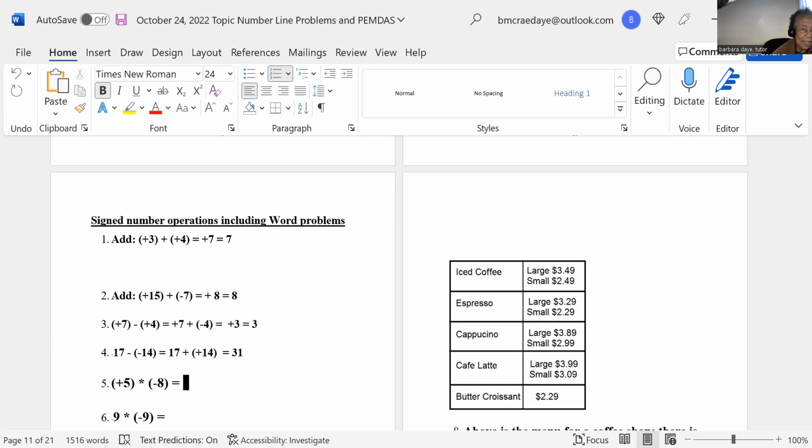And what would be the sign? Plus times minus gives minus. Unlike signs multiply to give you negative. So it would be a negative 40, right? A plus times a minus gives you a minus. A minus times a plus gives you a minus. A minus times a minus gives you a plus because they're like signs. A plus times a plus gives you a plus.